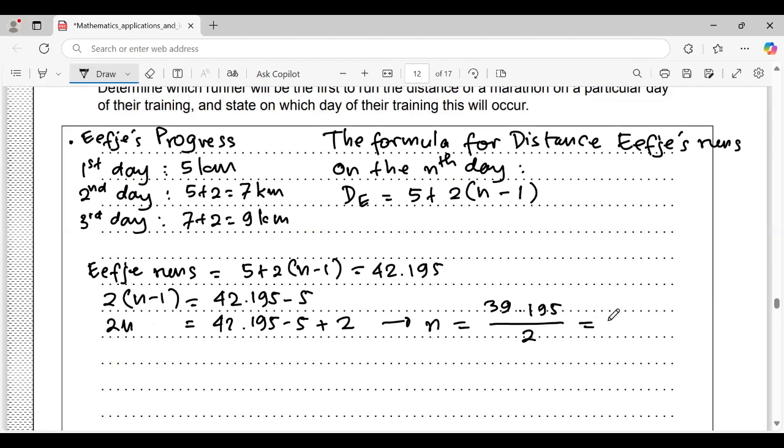And I have calculated this, 19.5975. Round off becomes 19.6 days. So FE needs 19.6 days. Okay. How about Shumai?